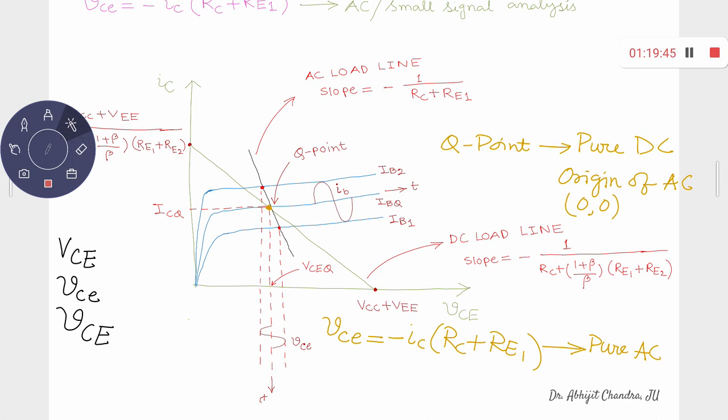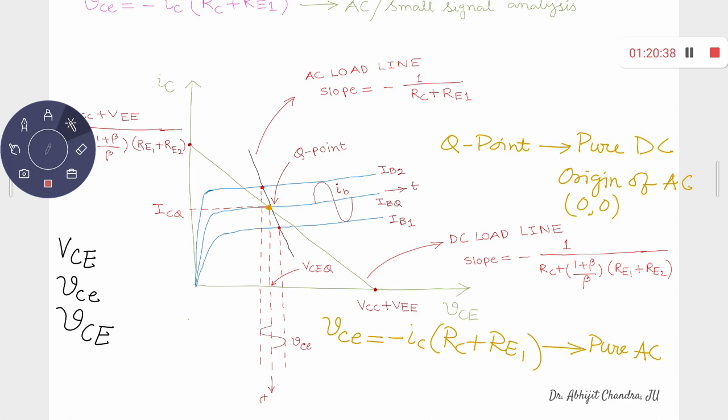Origin of what? Not the origin of this, not this 0, 0. This is the total instantaneous 0, 0, and this is the AC 0, 0. Right? Now, you know the point of passing, that is the AC 0, 0. What is the slope? Minus 1 upon RC plus RE1. Previously, you drew the DC load line with a slope of minus 1 upon RC plus something. And this time, this slope is minus 1 upon RC plus RE1. Actually, you should have some beta by beta over there as well, but still, the effect is completely absent.